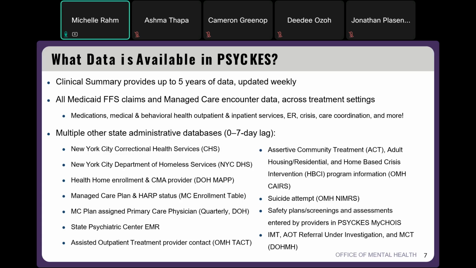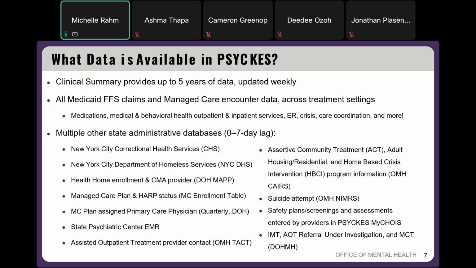And then AOT, Assisted Outpatient Treatment Provider and Service information is coming to us from OMH TACT. And then ACT, Assertive Community Treatment information, that's coming to us from both Medicaid billing and CARES. So CARES also provides us with housing and residential information. More recently, we've added home-based crisis intervention program data as well from CARES. So that data source continues to grow.